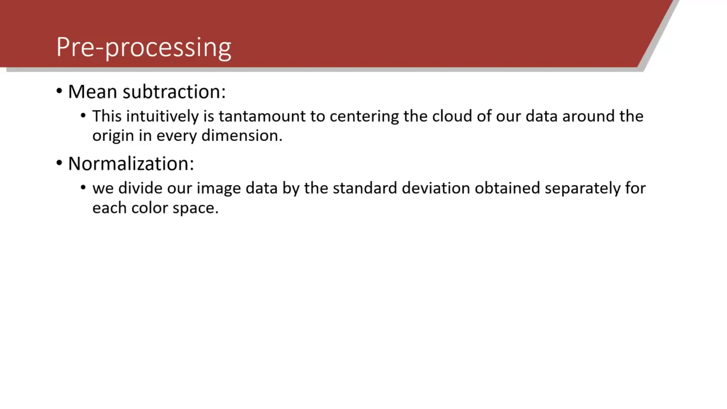So some of the pre-processing is kind of standard. We do mean subtraction. In other words, from the training data set, we compute the mean image, and then we subtract it from all the other images in the database. And we also do normalization. So our image data is divided by the standard deviation obtained for each color space separately.